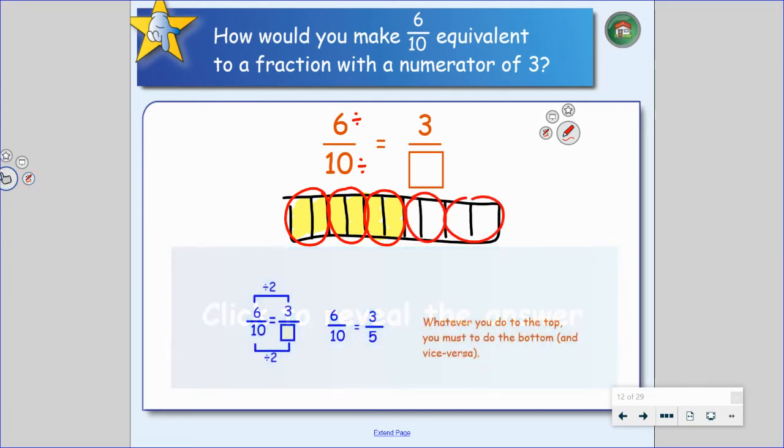Now notice, please, by grouping or dividing them into 2s, we now only have 5 total slices, and of the 5, 3 are highlighted. Again, kind of a weird thing. It's the same amount of chocolate, it's just different size slices. 6 out of 10 pieces is the same as 3 out of 5 pieces. So you may multiply to get more pieces, smaller slices, or you may divide to get bigger slices and therefore less pieces.